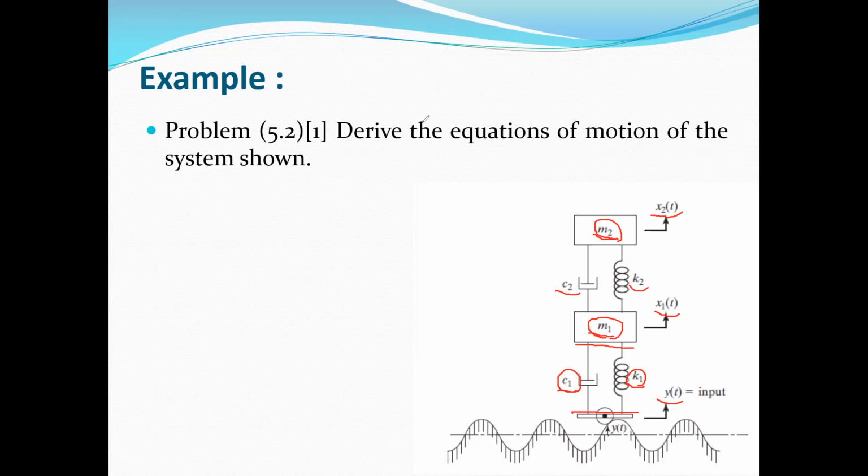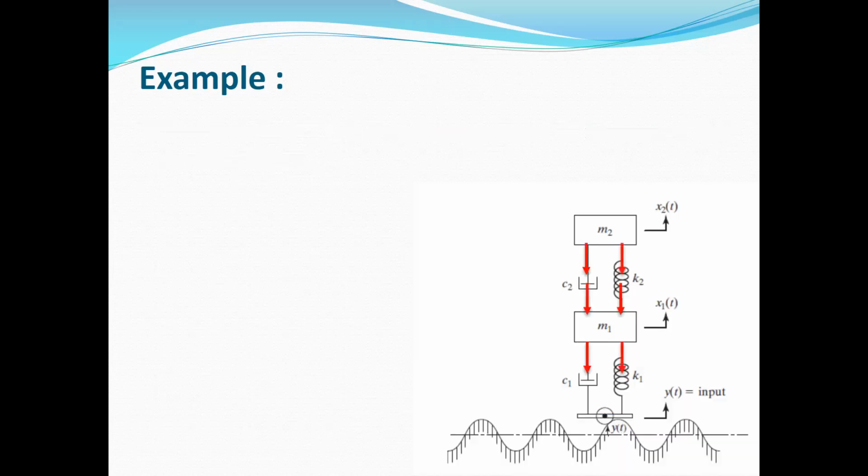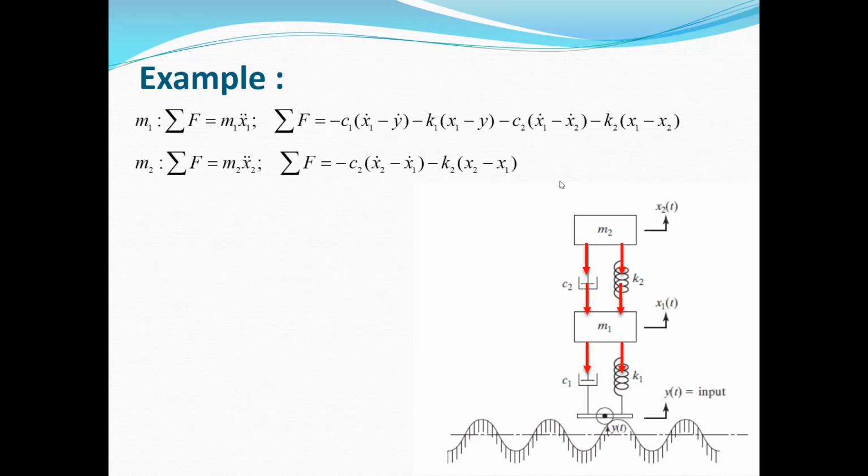So first we can plot the free body diagram for this system, and then we can write the equation of motion. If we plot the free body diagram, we will have the force due to the springs and dampers, and we neglect the weight in the equation of motion, because the weights will create some initial deflection in the springs, and we neglect that initial deflection, so we can neglect the weight as well.